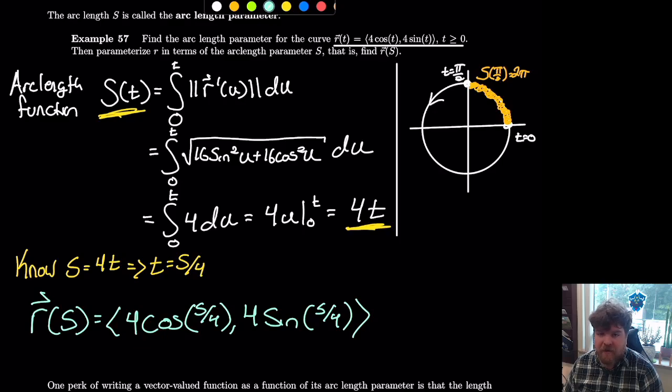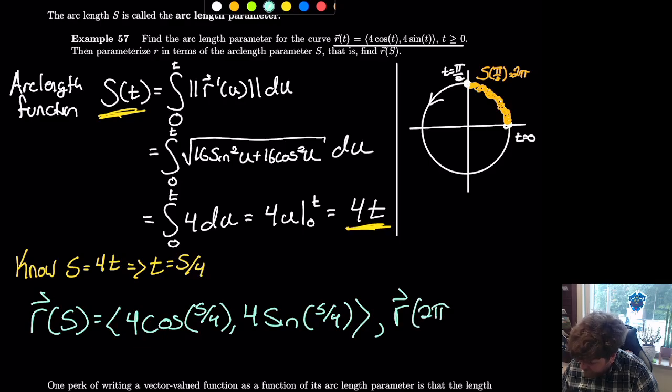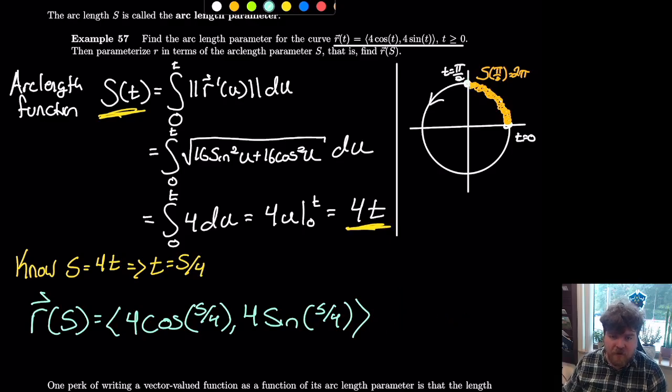So now what this is saying is, if you give me a distance traveled, I can tell you where on the curve you're going to be. So if I wanted to know what r of something like 2 pi is, well, if I plug in 2 pi, that's going to have me at the point where t equals pi over 2, or the point 0, 4. So that's what reparameterizing a curve in terms of this arc length parameter does for us.